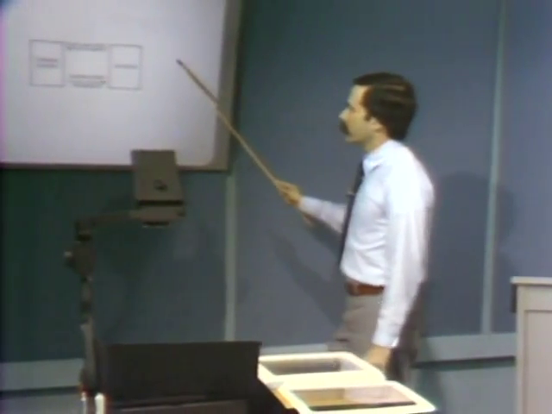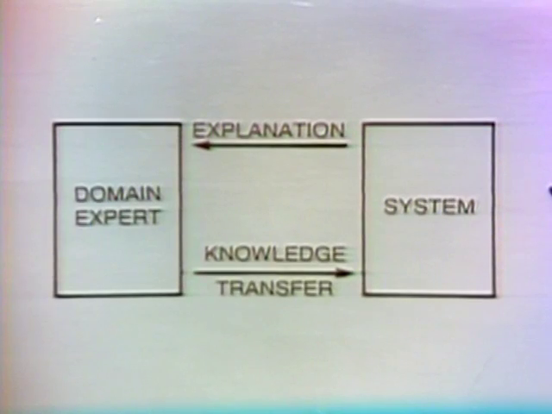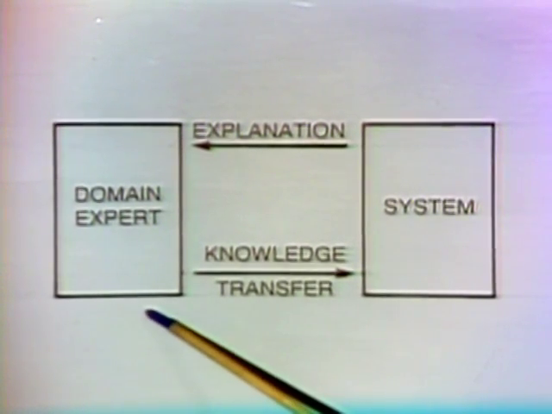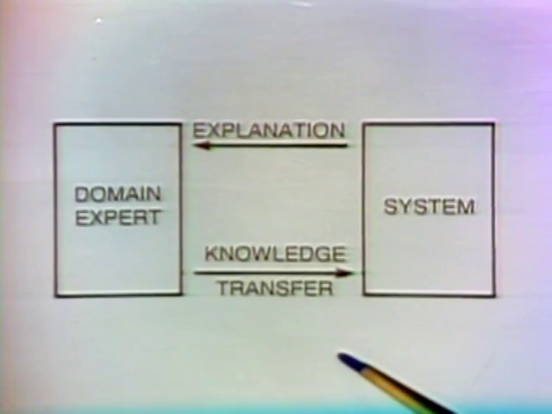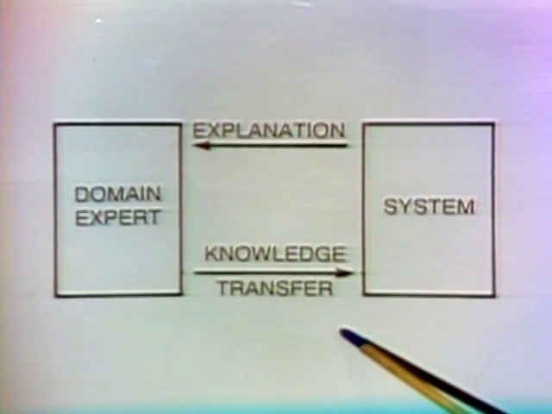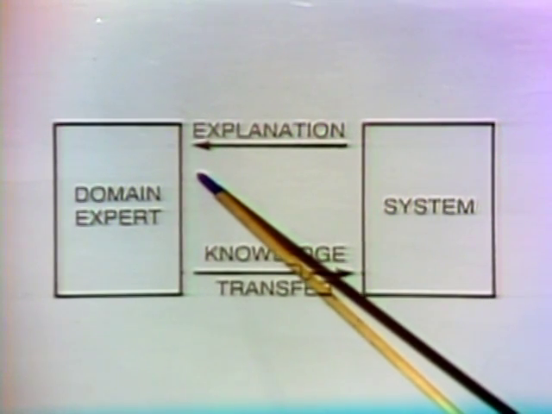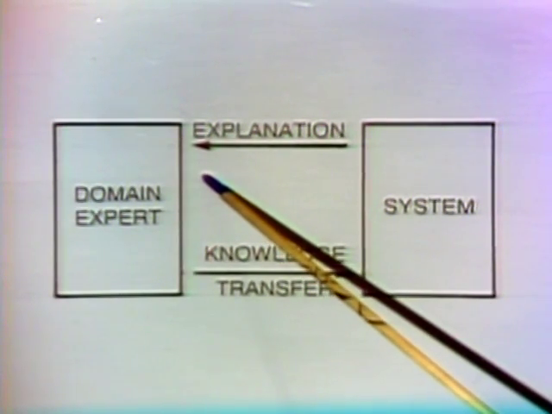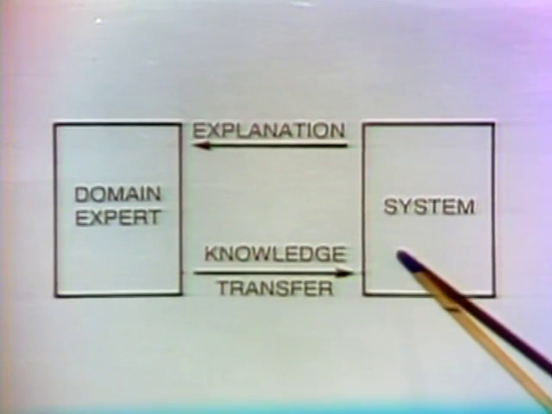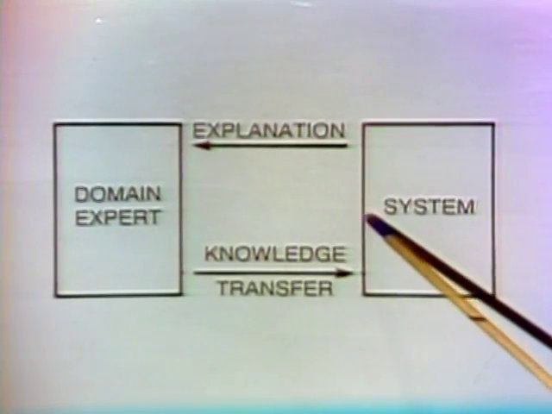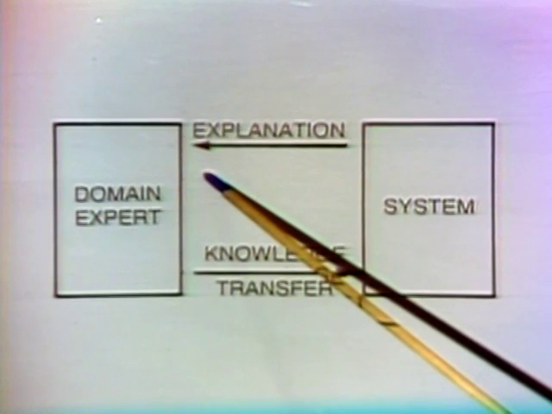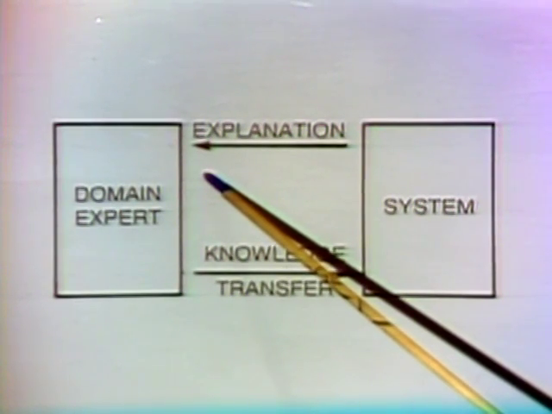What we have is the system on the one hand, the performance system, and the domain expert on the other. And all I've tried to do is suggest the different kinds of information that might flow back and forth between these two entities. Information flowing from right to left, I've labeled explanation. And we saw examples of that when we saw Mycin in action, because the performance program, the system here, was able to explain to the user what it is it's doing and why.